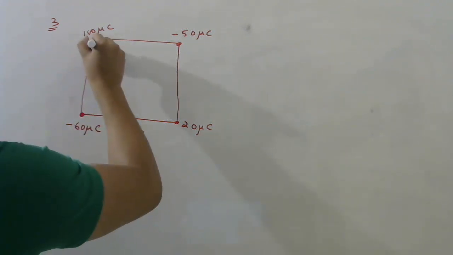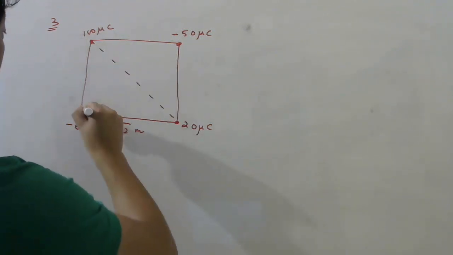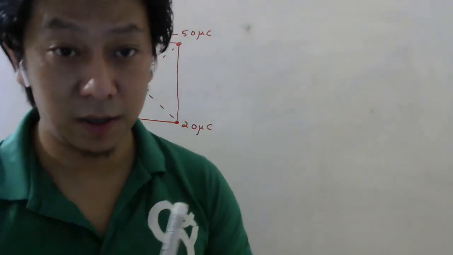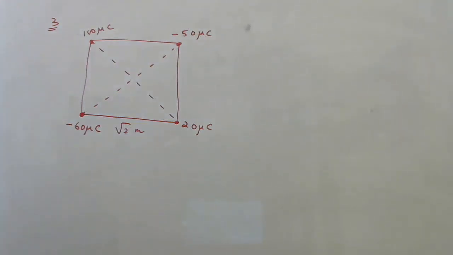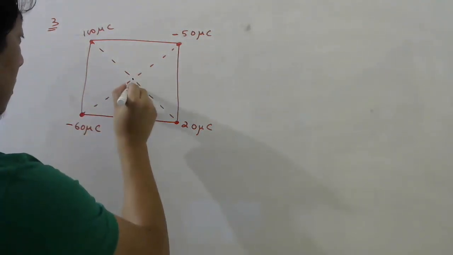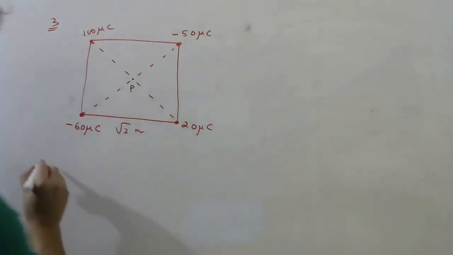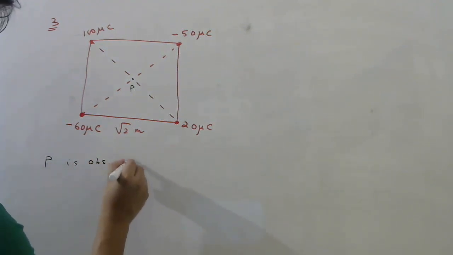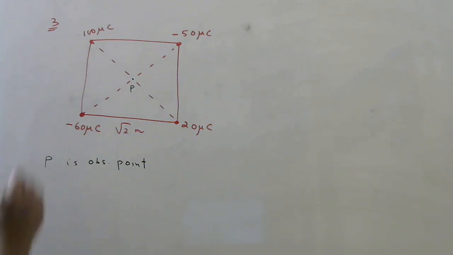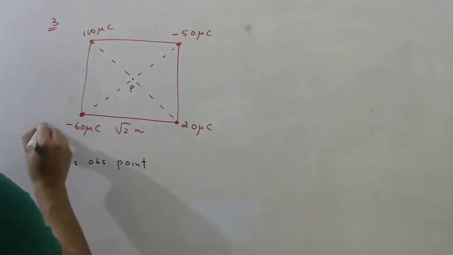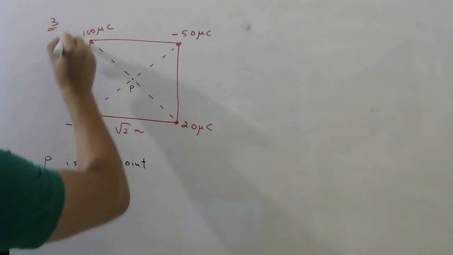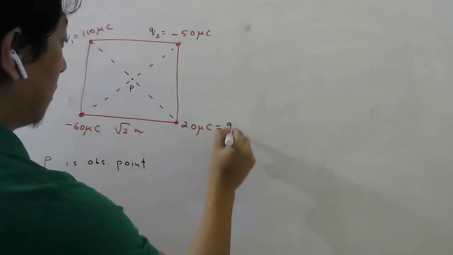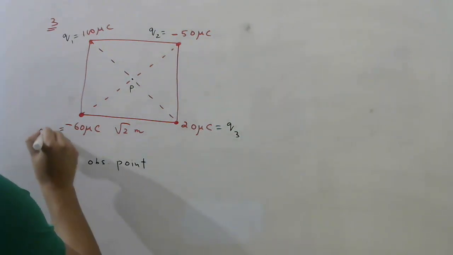They want potential. Whenever you want potential or electric field, you should always ask at which point you want. That point is called the observation point. Here they said at the center, so let us call this point P. So P is the observation point. If I call this charge Q1, let us write here Q2, here Q3, and here Q4.